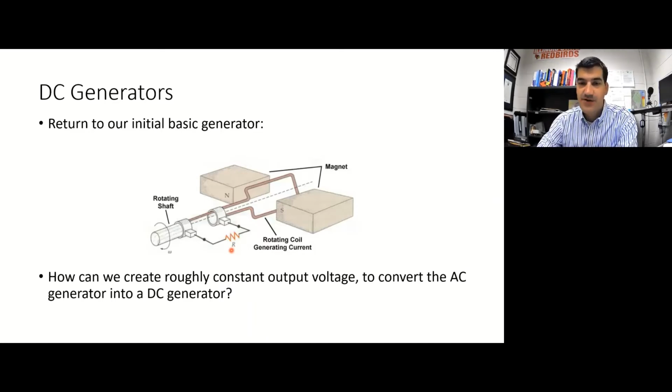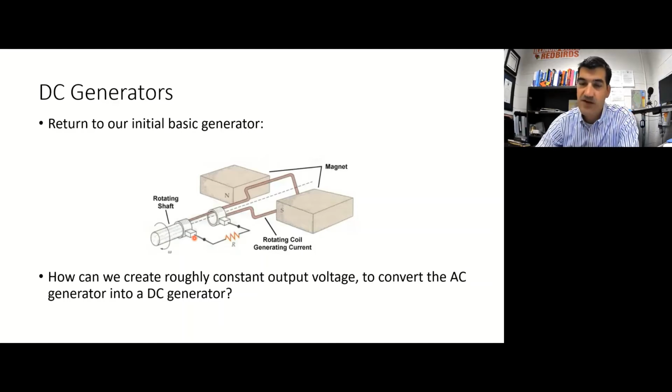So this is our AC generator. What can we do to this design to start to turn it into a DC generator? All right, so remember the output from this AC generator, it looks like a sinusoid. It goes up and then down, and then up and then down. It's positive, then it's negative, then it's positive, then it's negative.